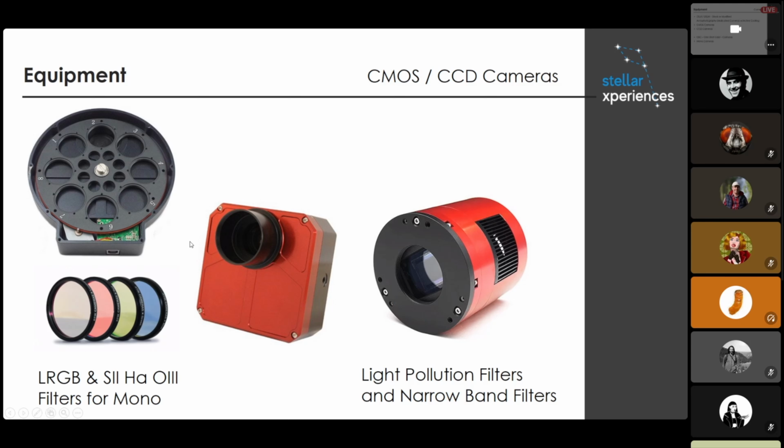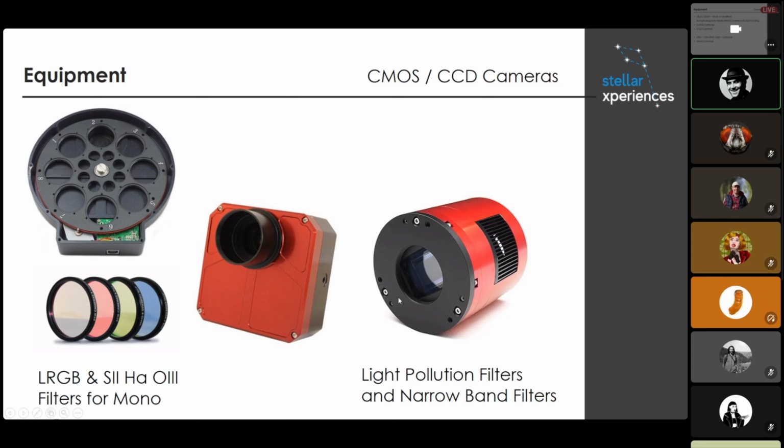and then goes on with the sequence. And for mono cameras, you can also have S2, which stands for sulfur, HA stands for hydrogen alpha, and O3 stands for oxygen 3. So these are different wavelengths of light. You can have those filters, and these are also called narrowband. These are called broadband filters, and these are called narrowband filters. You can create different types of astrophotography with these filters.